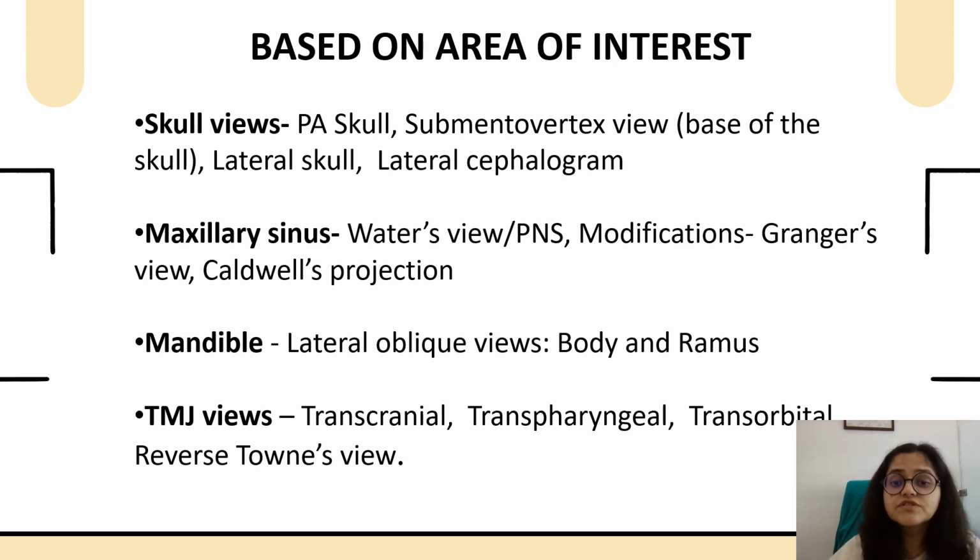lateral skull, lateral cephalogram. If we want to evaluate any disorder or pathology associated with the maxillary sinus, we can go for the Waters view, which is also known as the paranasal sinus view, a modification of Grandner's view, Caldwell projection. If you want to see anything related to the mandible, then lateral oblique views, that is body and the ramus. And last is the TMJ view, which we can go for the transcranial, transpharyngeal, transorbital and the reverse Towne view.